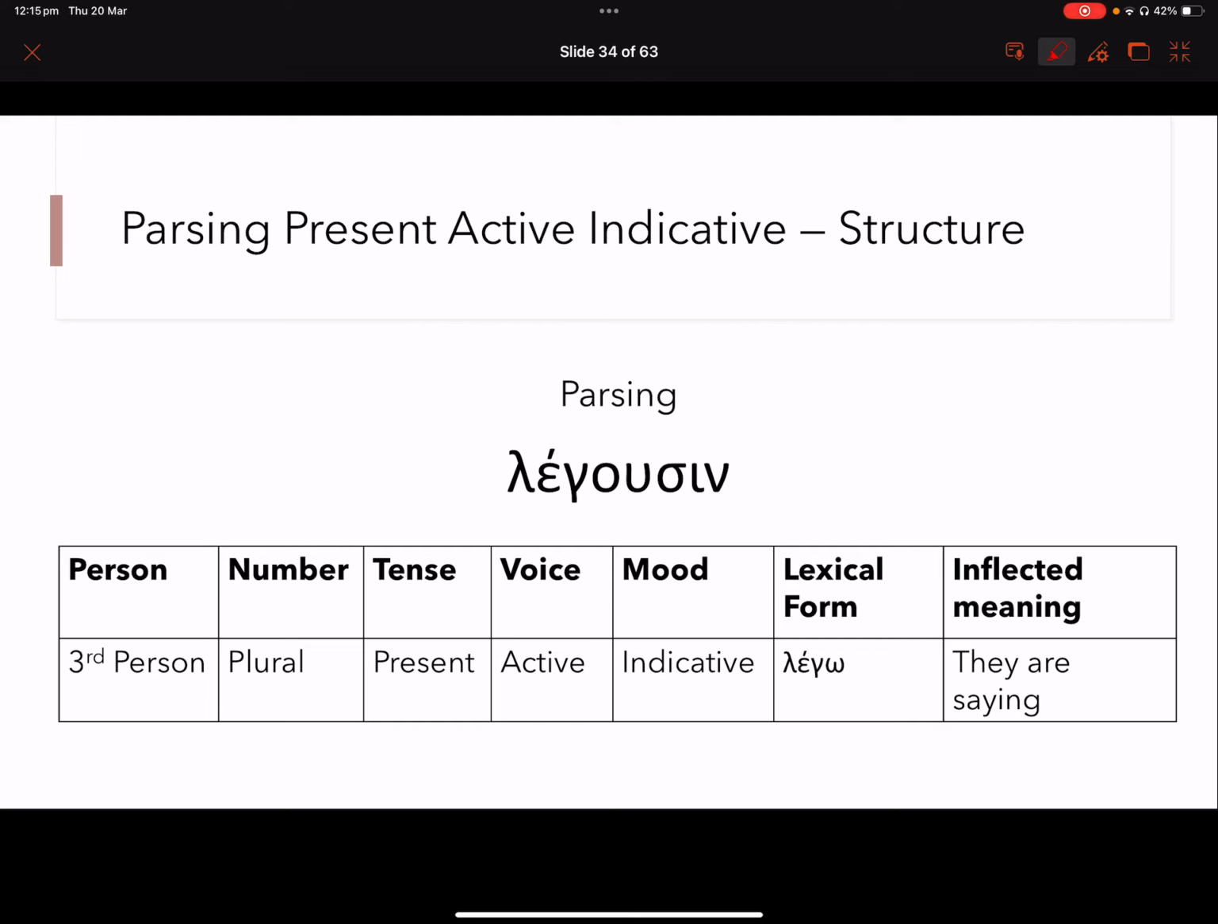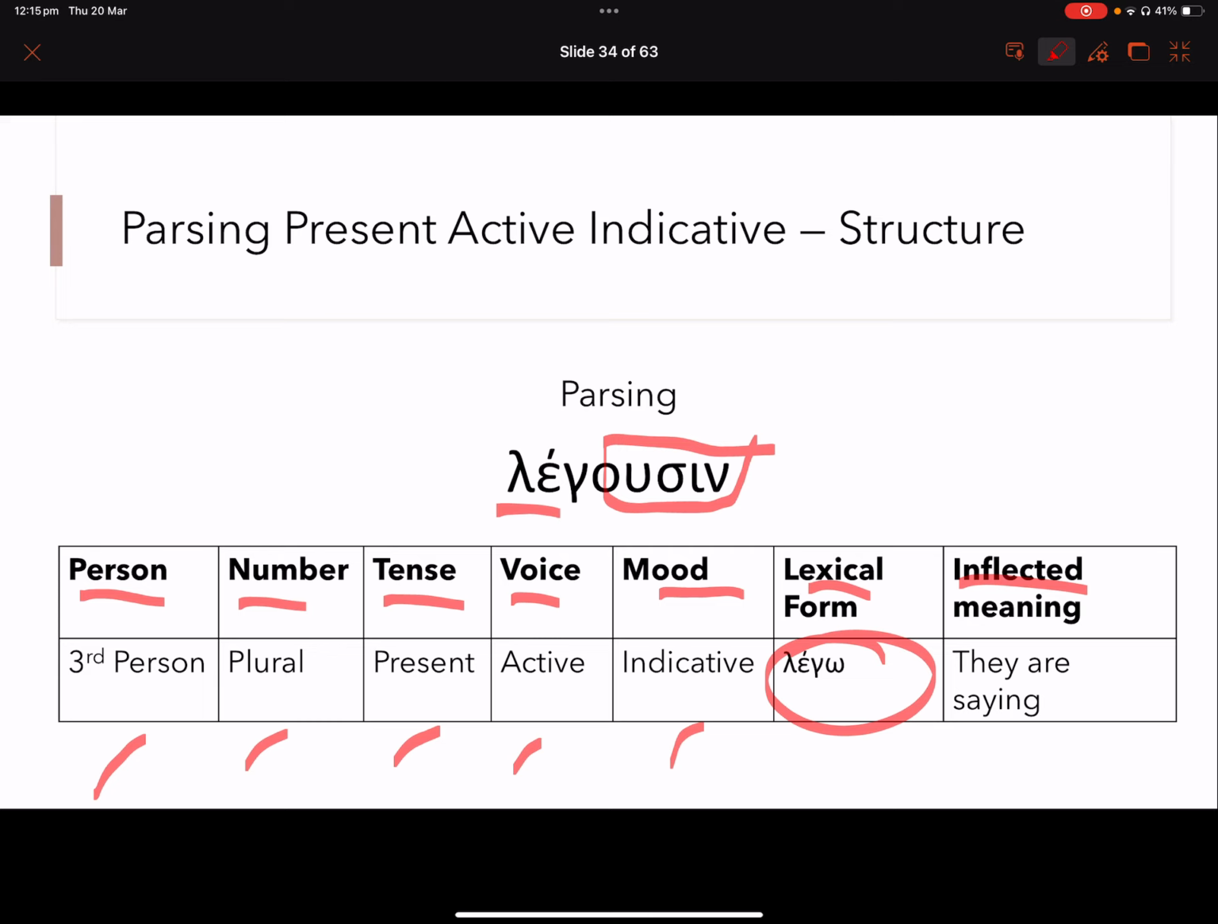Sometimes in Greek, you'll see what's called a parsing chart, which looks like this, and it will be laid out with person, number, tense, voice, mood, lexical form, and inflected meaning. I always like to start here because then I know with my verb what has been added, what we are working with, and what the components are that I need to try and decipher in order to answer the rest of this question.